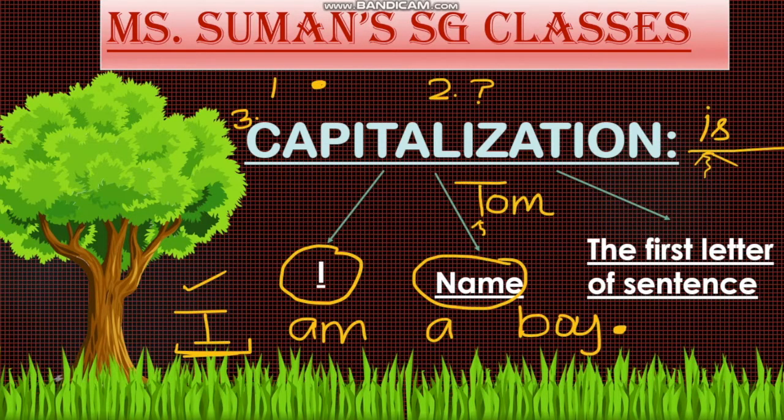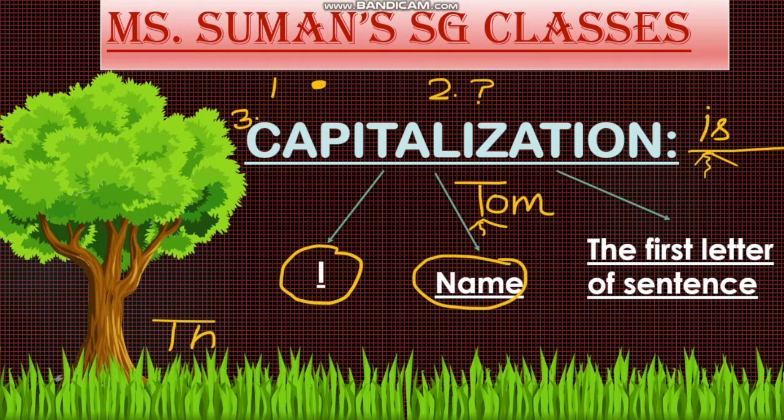The T will always be uppercase. Let me show you an example here. This is, will this I be uppercase? No, because this is not I. This is basically is. Tom. Tom is a person. So the first letter of the name will be uppercase, that is capital.